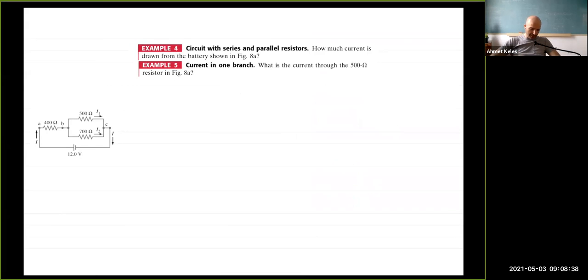These are examples 4 and 5 from your book. So the problem is given some circuit. How much current is drawn from the battery in this figure? Okay, there are resistors 1, 2, 3. So let's see the current. And the next question is asking for the current in one branch. What is the current through the 500 ohm resistor, this guy?